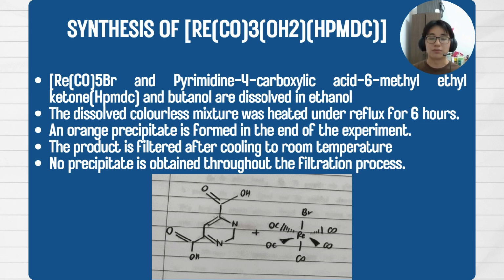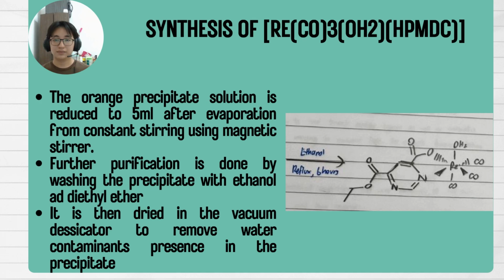Hence, all the compounds will be placed in a 2-neck round-bottom flask, similar to the previous one, and we will conduct a reflux process for 6 hours for them to mix together to form the desired product. At the end of the reflux, we will get an orange-colored precipitate, and the product is filtered after cooling to room temperature. Similarly, there are no precipitates that are insoluble in the ethanol. Hence, everything will appear as a filtrate after the filtration process.